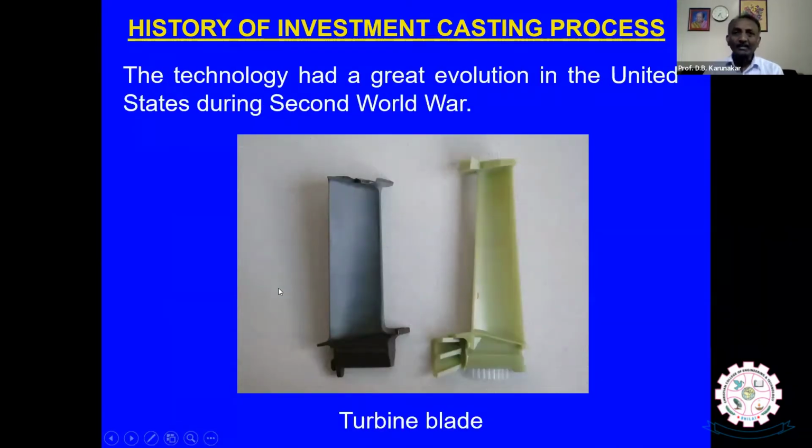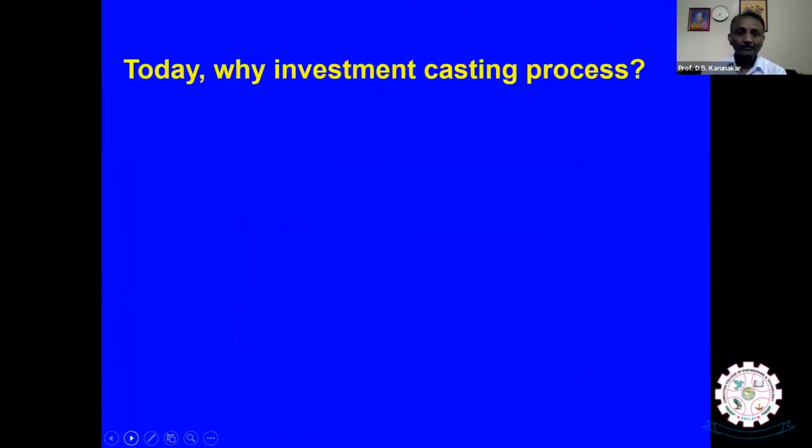Later, during the Second World War, this process was used to make turbine blades. This is the wax pattern, and this is the turbine blade. So the ancient man used this to make rudimentary tools. Later, it was used to make art castings, then dental crowns, then turbine blades. Why investment casting today? Why should we bother?